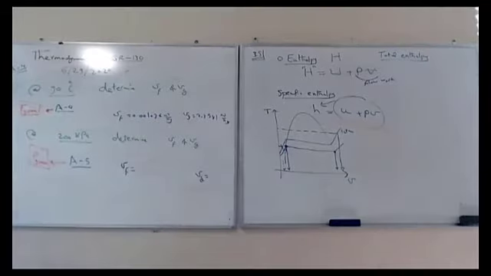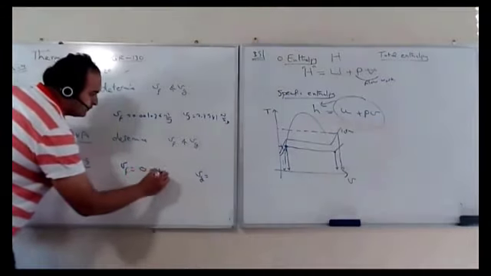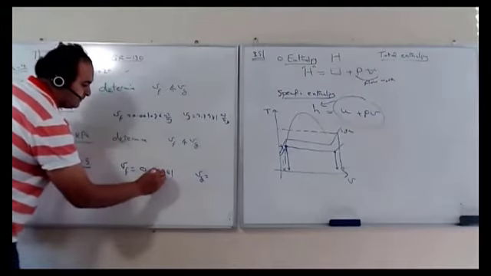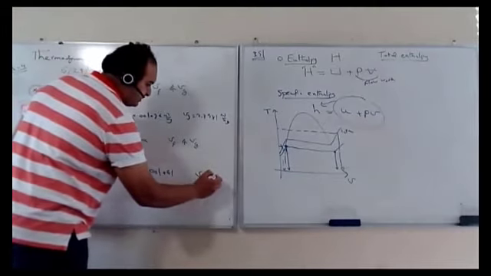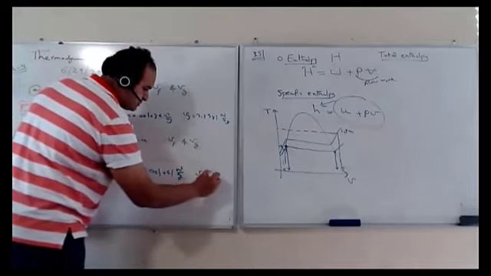Can you give me VF and VG, the saturated specific volume at a pressure of 200 kilopascal? VF is 0.001061. VG is 0.8088.